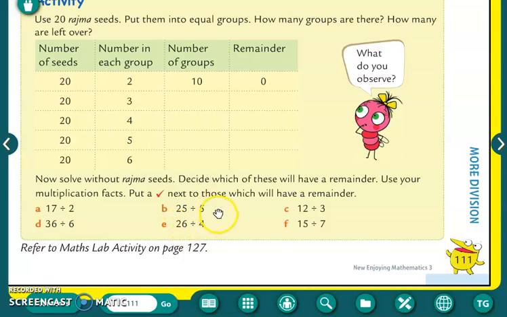And you have to tick next to those which will have a remainder. जिसमें remainder आता है उसमें आपको टिक करना है. So this is the activity for you, and you can do this with your practice. So I think that you have to do it by yourself. It is very easy. So keep practicing.